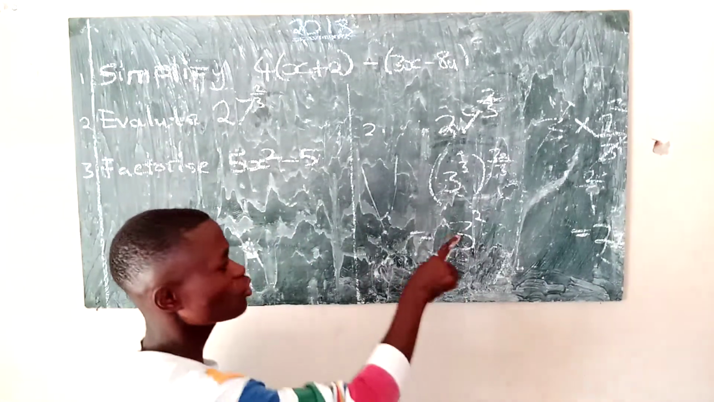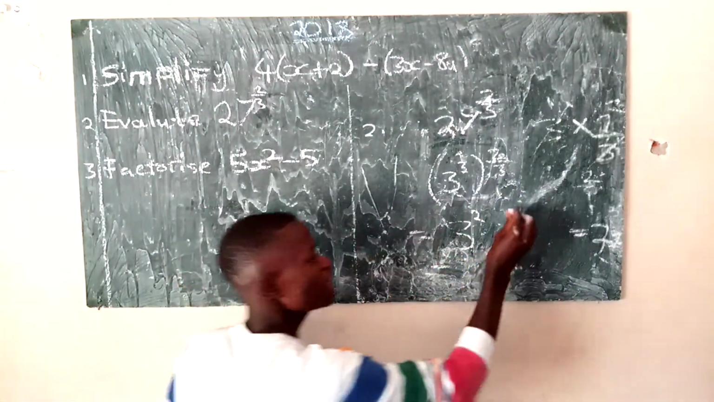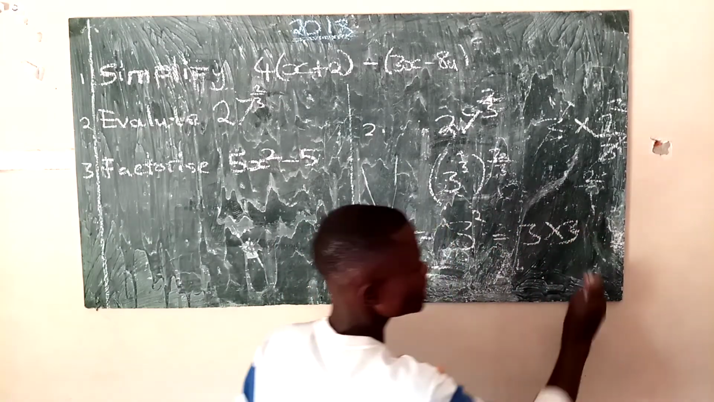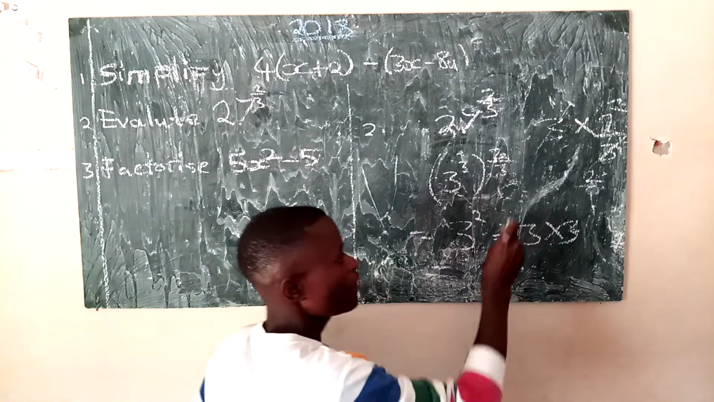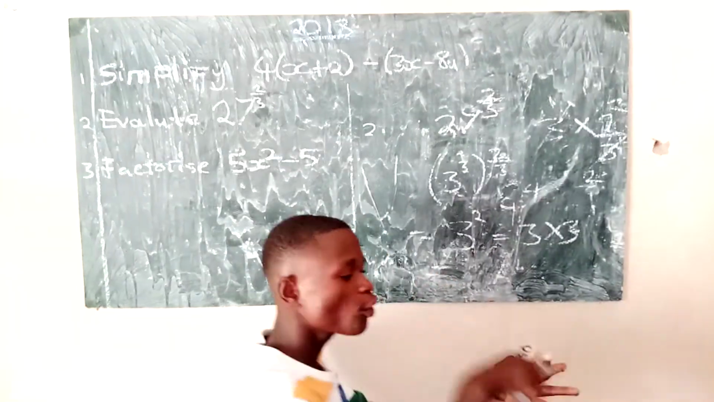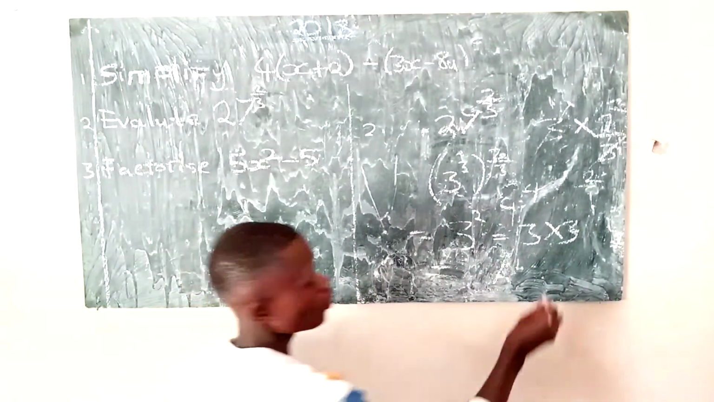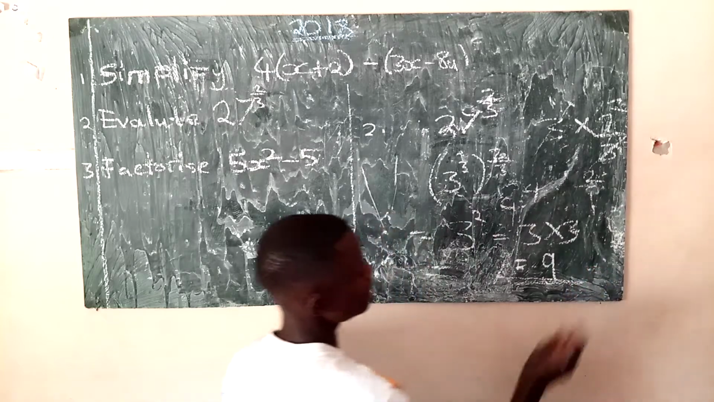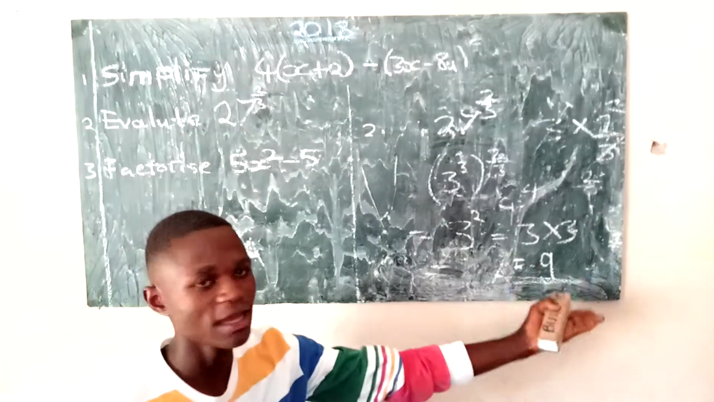This doesn't mean that 3 times 2. No, this means that 3 times 3. That's what this means. 3 times 3. 4 to the power 4 doesn't mean 4 times 4. It is 4 times 4 times 4 times 4. So hence our answer is equal to 9, because 3 times 3 is 9. That's our answer. Very simple.